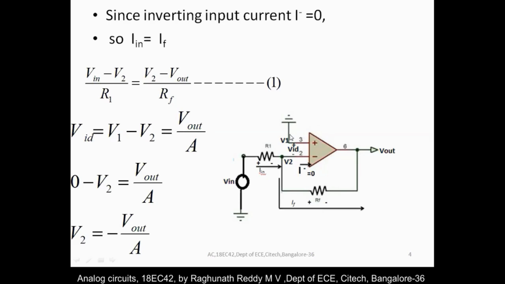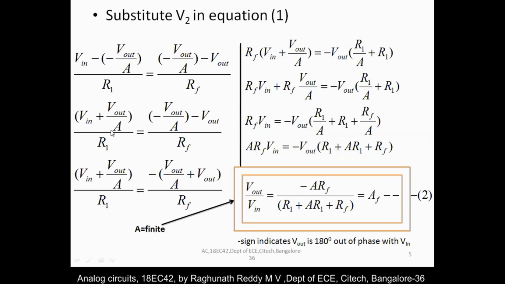You know that the non-inverting input terminal V1 is grounded, so that 0 minus V2 equal to Vout by A, or we can write this as V2 equal to minus Vout by A. Substitute that value in the above expression, we will get Vin minus of minus Vout by A divided by R1, that is equal to minus Vout by A minus Vout divided by RF.